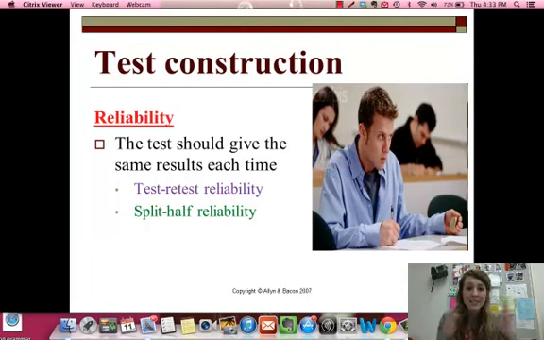They also split the test in half, evens and odds, and see if you did about as well on the evens as on the odds. The evens should not be much harder than the odds, and the odds shouldn't be much easier than the evens. They should be equally hard in order for the test to be reliable.